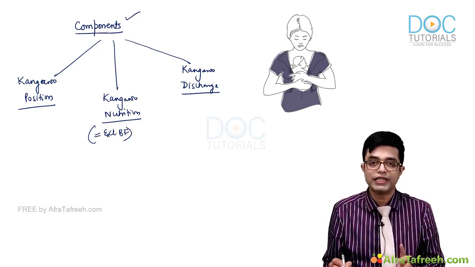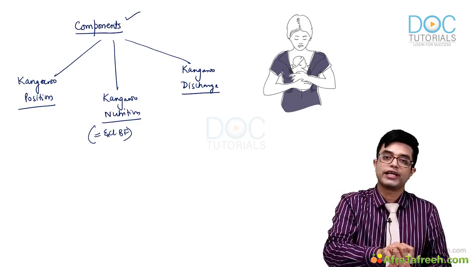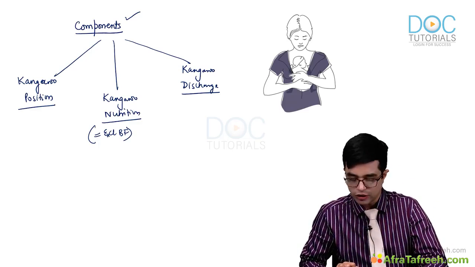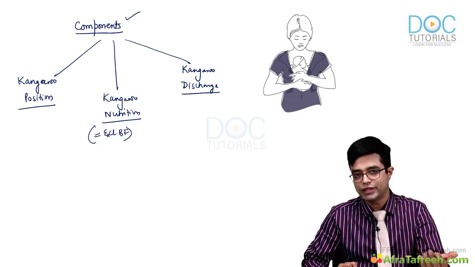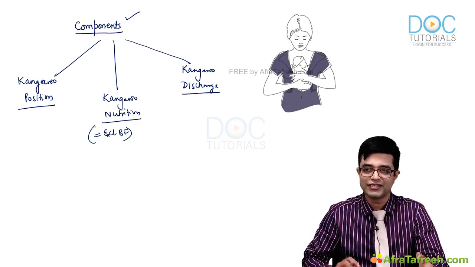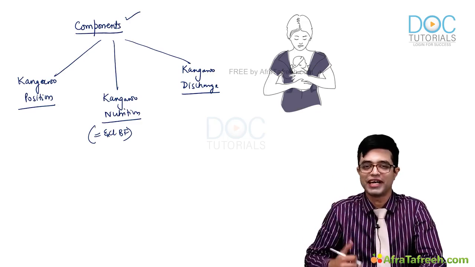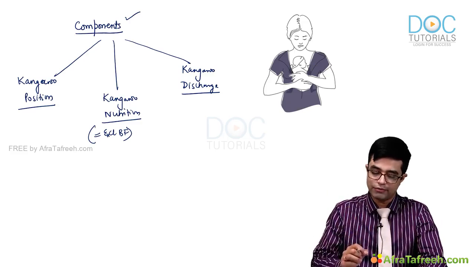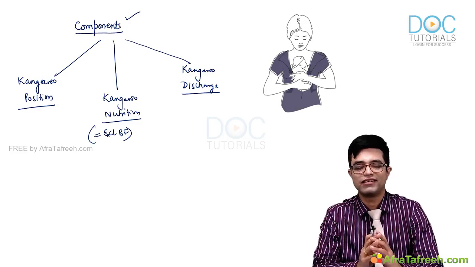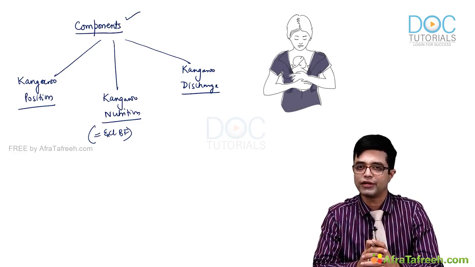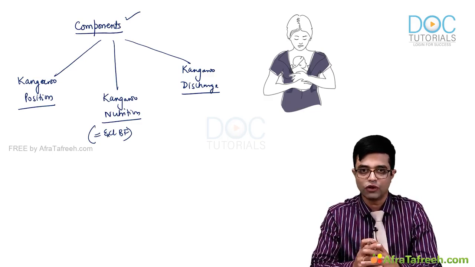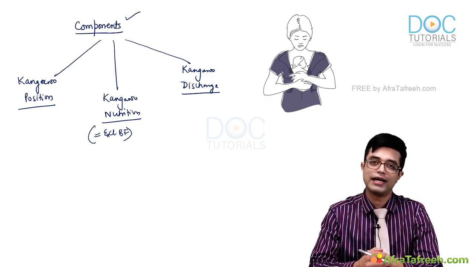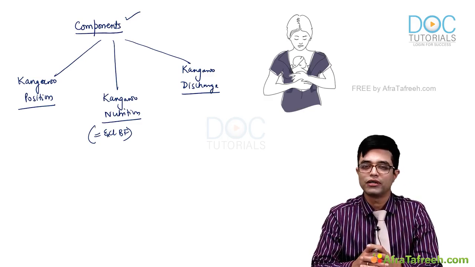And kangaroo discharge means you discharge the baby on kangaroo mother care, ensuring that the same procedure is followed at home also, and only when the weight exceeds 2500 grams, or if the child is now big and strong enough to wriggle out of kangaroo mother care, then you can consider stopping it. So position, nutrition and discharge are the three traditional components of kangaroo mother care. So this finishes the normal neonates, their terminologies, the high risk babies, their problems, and some points related to kangaroo mother care.